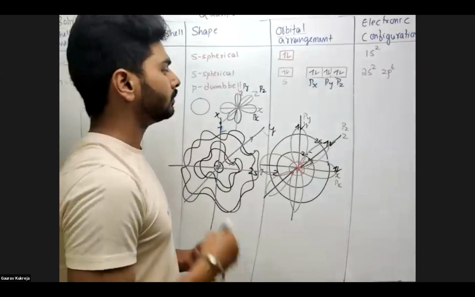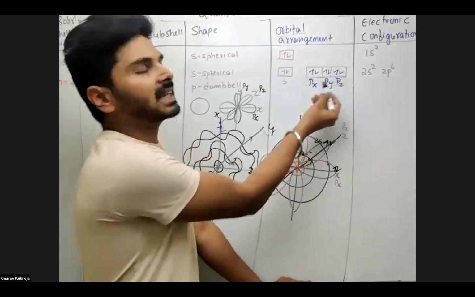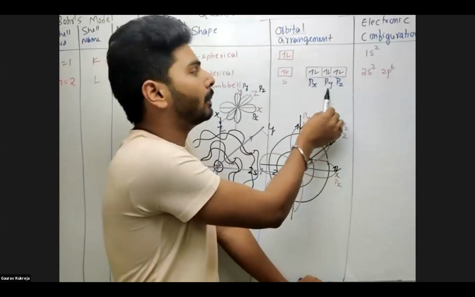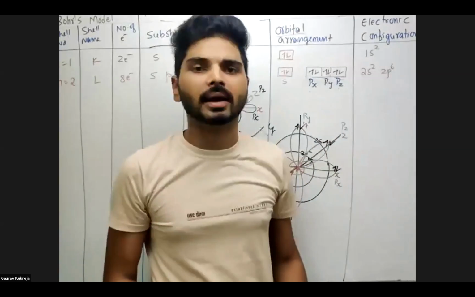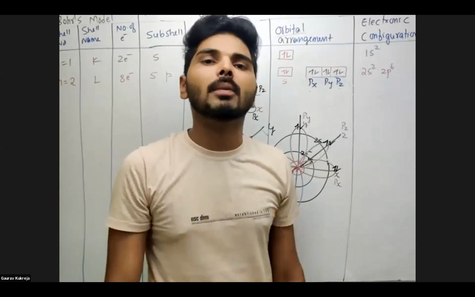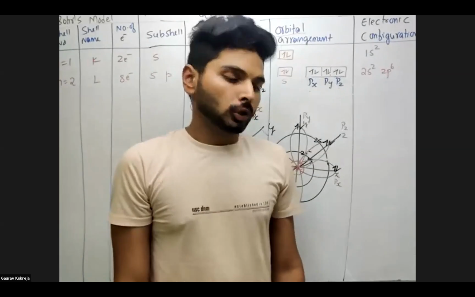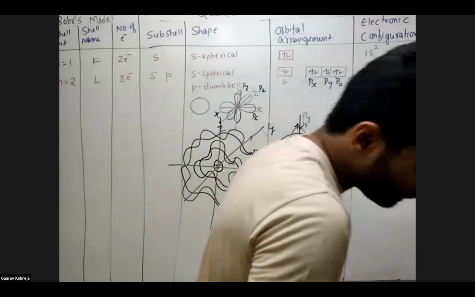So when an electron starts pairing, you can pair that electron in Pz or Py or Px. Anywhere you can pair them, because all three are equally approachable sites as the electron looks into them.